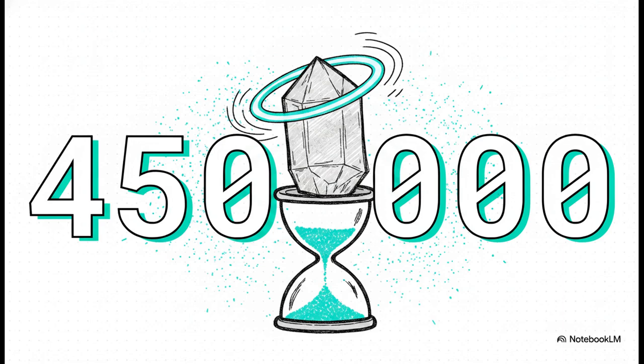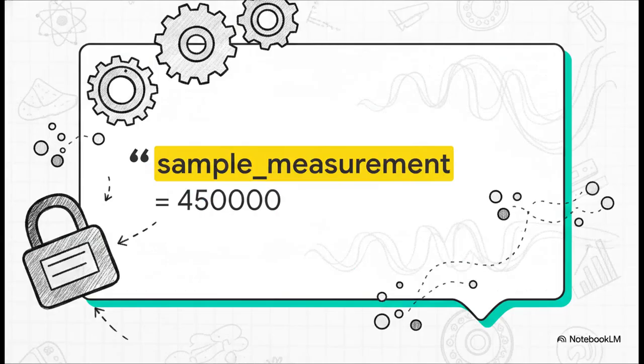450,000! I mean, that is a massive amount of invisible sand sitting at the bottom of our microscopic hourglass. It tells us, without a shadow of a doubt, that this sample has been sitting around for a very, very long time. But how exactly does our code handle that massive physical discovery? Honestly, it does it with incredible elegance. It simply states sample_measurement equals 450,000.